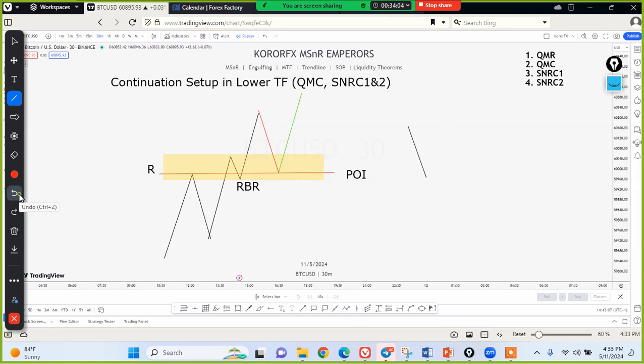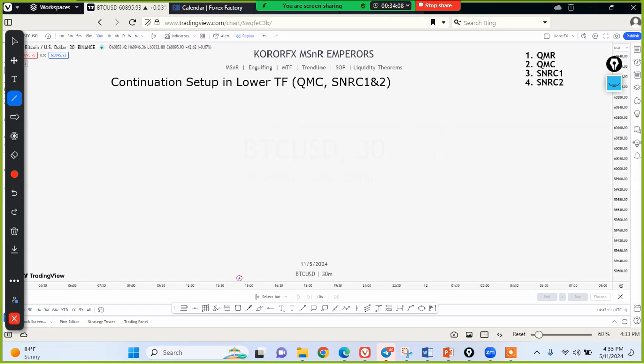All right, SNRC2. Okay, for SNRC2, price will break two SNR levels and then comes back again in SNR1. Let me show you something.